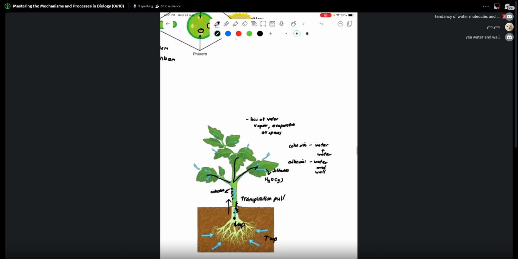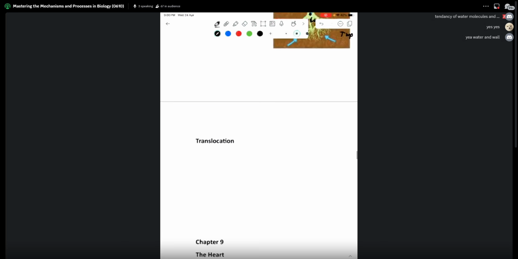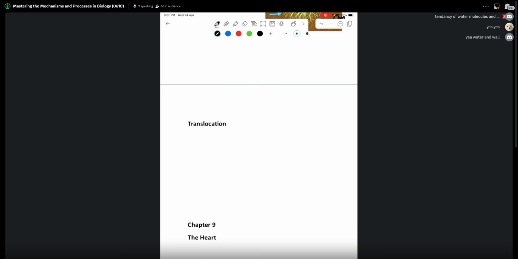Good job. So that's it for transpiration. Do I need to explain translocation? No, just write key points. Translocation involves the phloem. So always from the phloem, you transport the amino acids and the sucrose, and of course from the source to the sink. All right, that's it. Very simple.